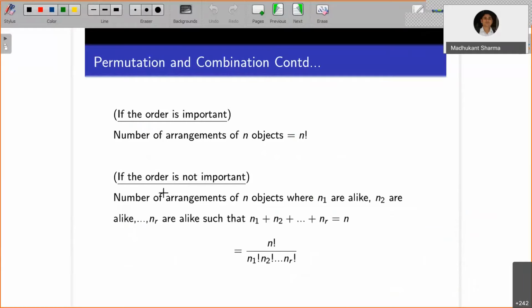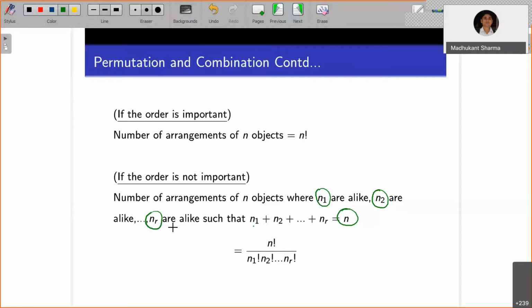Now, if the order is not important, the number of arrangements of n objects, where n1 are alike, n2 are alike, and nr are alike, such that n1 plus n2 and so on up to nr is the total number of objects. So out of n, there are n1, n2, up to nr identical. For example, in a tournament like the Olympics, tennis, or chess, there are Indians, South Africans, Australians. They are alike, meaning all Indian competitors fall into the same category.